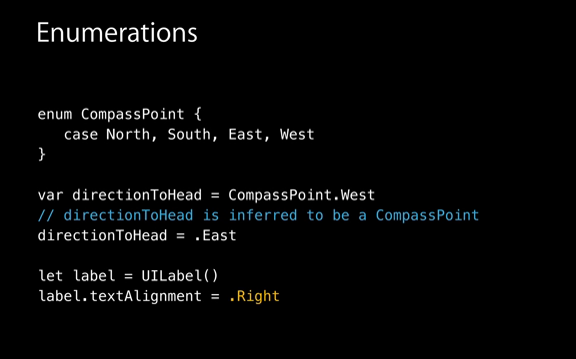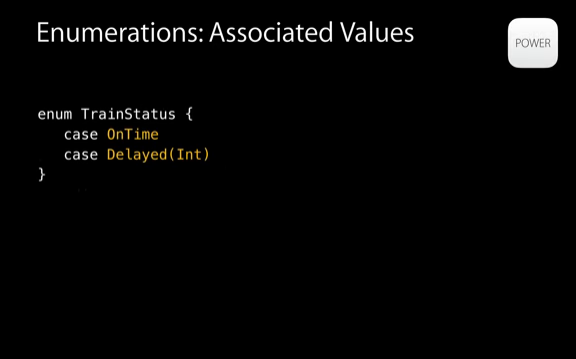Enums can have raw values, underlying values, no values at all. But there's a different type I want to talk about, and that's enumerations with associated values. These are rather like discriminated unions. So to give you an example, let's consider a train. Trains are usually one of two things. They're either on time, sometimes, or they're delayed. If they're on time, they're just on time. But if they're delayed, they're delayed by a number of minutes.